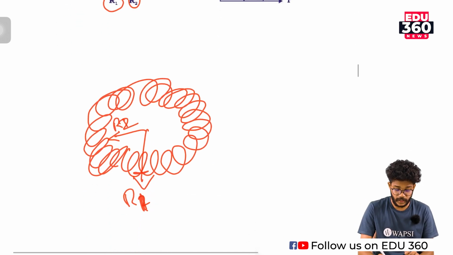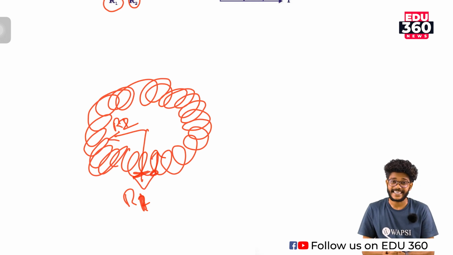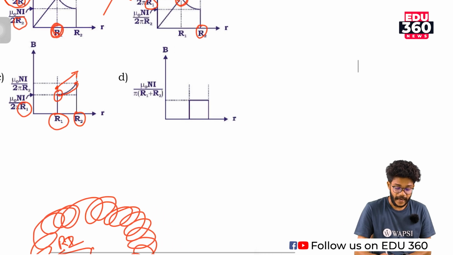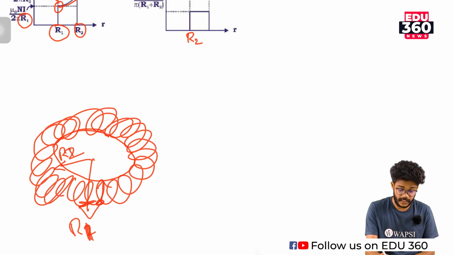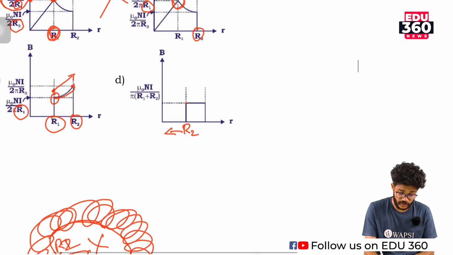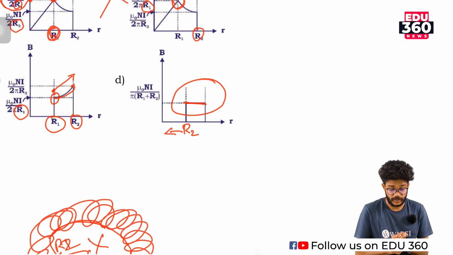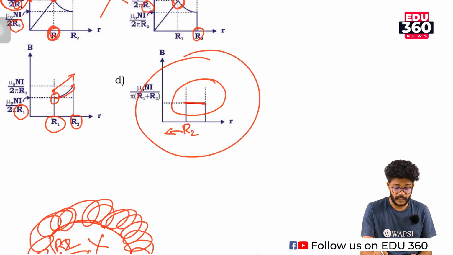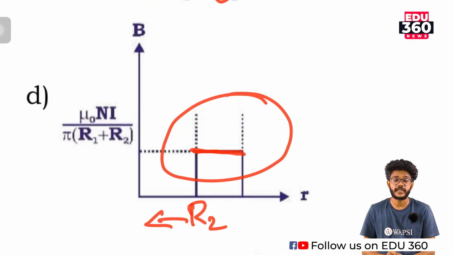That means R1 is the outer radius, so when we go from this point to this point, the magnetic field is increasing, but that is incorrect. The magnetic field inside R2, that means at less than R2, is 0, so inside there is no magnetic field, and inside the toroid the magnetic field is constant. This is the main concept here: inside the toroid the magnetic field is constant. Focus on this point, and this is the equation to calculate the magnetic field inside a toroid.